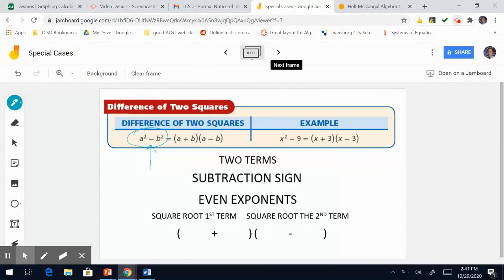But if you notice, what's cool about this is you don't have a middle term. You don't have an x term here. So if you look here at the example, we have an x squared, the quadratic term, and then we have a negative 9 as our constant. All right, we're missing a middle term.